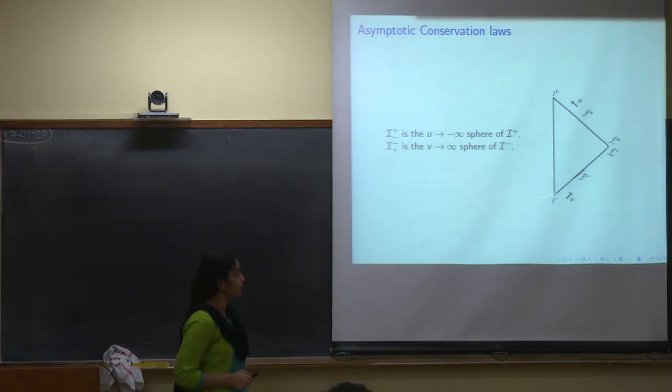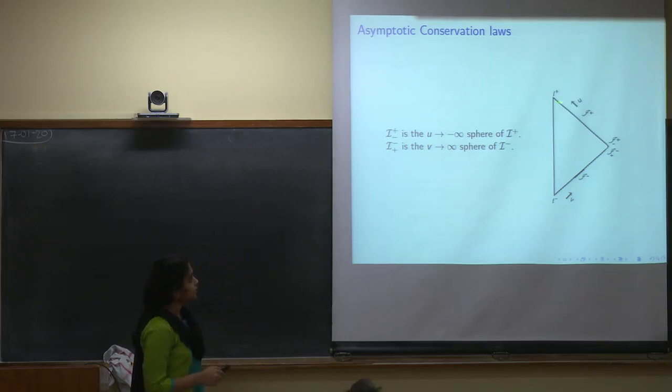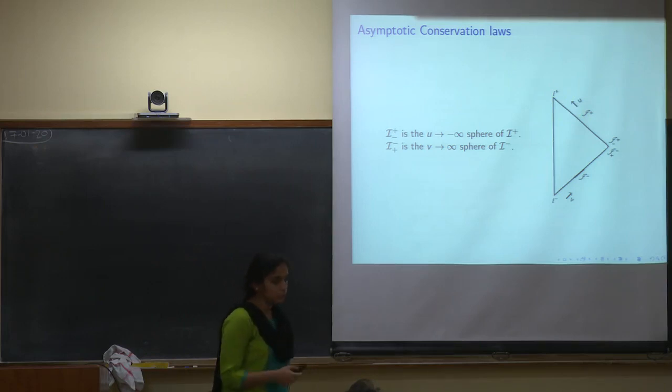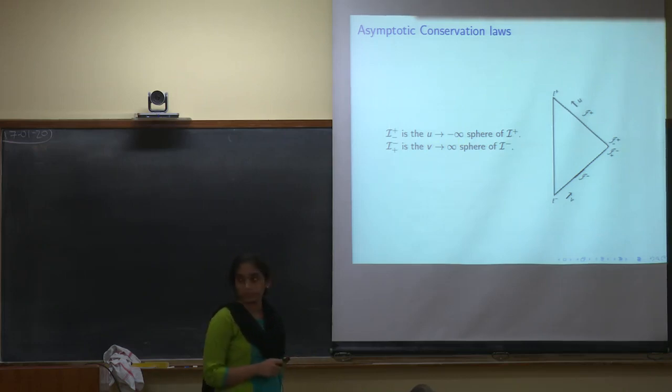This is just some compactification scheme of Minkowski spacetime, and here the massless particles in the future, as t goes to infinity, end up here. This is called chi plus. It's an R cross S2 manifold, so each point here is an S2. In particular, we'll be interested in the u goes to minus infinity sphere of chi plus, labeled here as chi plus minus. And similarly, chi minus plus is the v goes to plus infinity limit of chi minus.